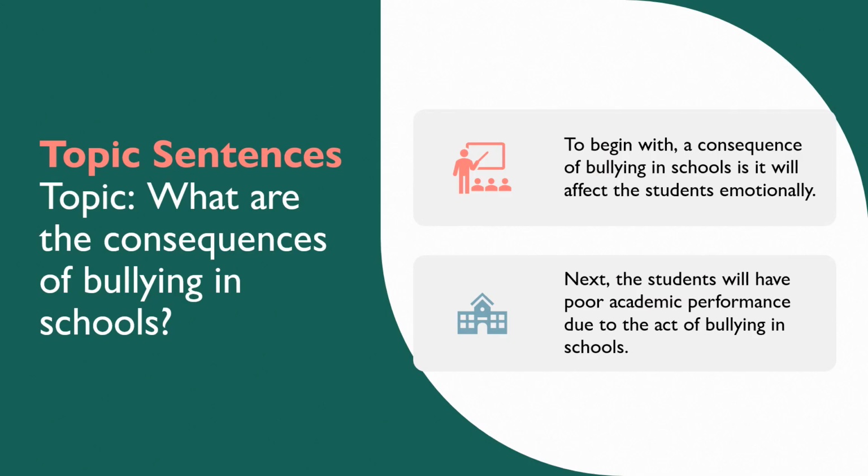So now we try to put them into a complete essay structure. And it is still based on the same topic just now. What are the consequences of bullying in schools? Alright, so the first paragraph is, to begin with, a consequence of bullying in schools is it will affect the students emotionally. And the second paragraph, next, the students will have poor academic performance due to the act of bullying in schools.